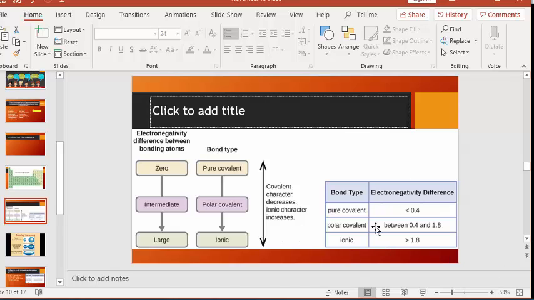One thing you should remember is the cutoff points, because there will be questions on your exam, your quiz, and your final regarding the cutoff points in the definitions for these. In this class, we're going to use less than 0.4 as a pure covalent bond, or nonpolar. Nonpolar is another term for pure. Between 0.4 and 1.8 is called a polar covalent bond. And anything higher than 1.8 is considered ionic.